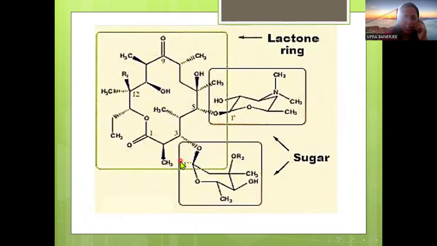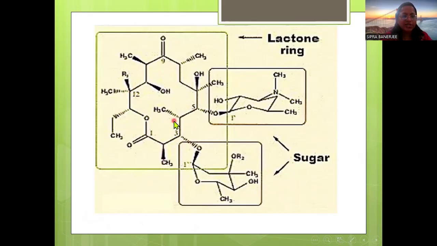If we start the numbering, it is easy to remember the positions. The numbering starts from 1, 2, 3, 4, 5, 6, 7, 8, 9, 10, 11, 12, 13. If we remember the 2 table, then we can get the positions of the CH3 groups. At the 2, 4, 6, 8, 10, and 12 positions, there are CH3 groups. CH3, CH3, CH3, CH3, CH3, CH3.